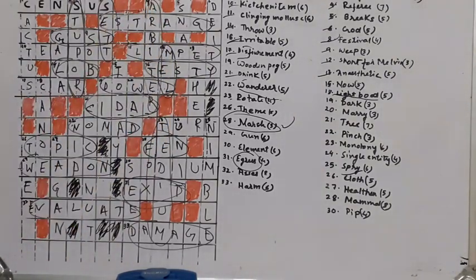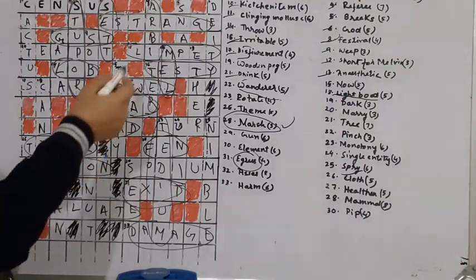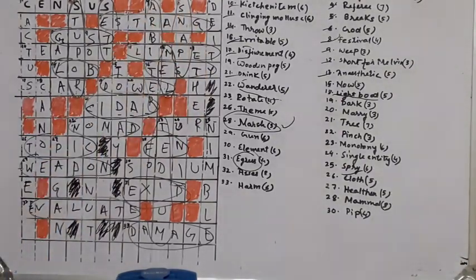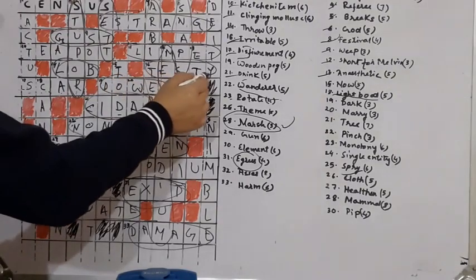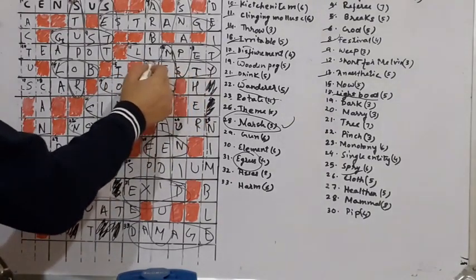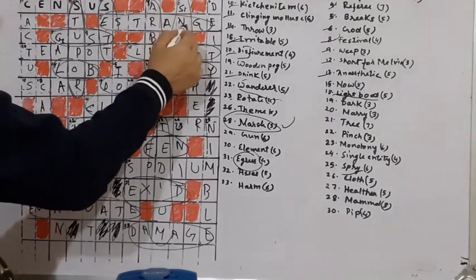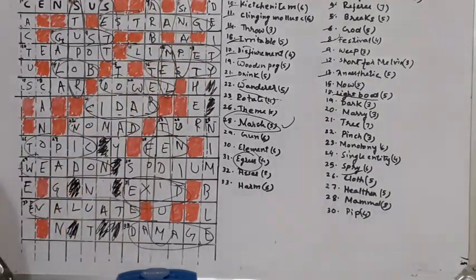Then next, breaks, fifth break I have written in the same way. I have chosen snap, right? Break means torn, you can write, but it should be of five letters, and already we have found tasty here, so S, limpet here, so P, so only we have to choose S and A, snaps, right?